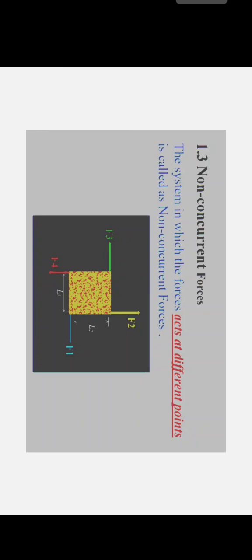Non-concurrent forces. The system in which the forces act at different points is called non-concurrent forces. Here we can see F1, F2, F3, F4 are acting at different points of a square. The distances between them are L1 and L2. Here is a simple example of a vehicle: air resistance is acting opposite to the car, driving force is acting along the car, and there is an upward reaction force while the weight is acting downward on the car.